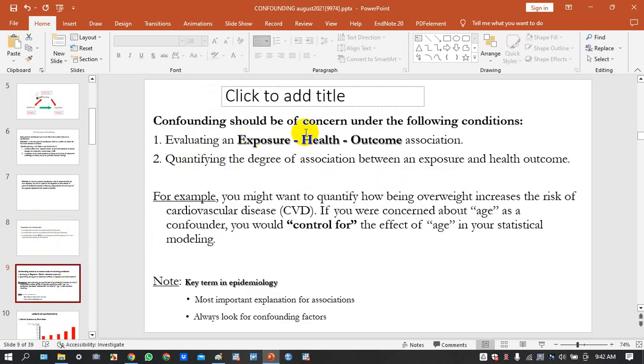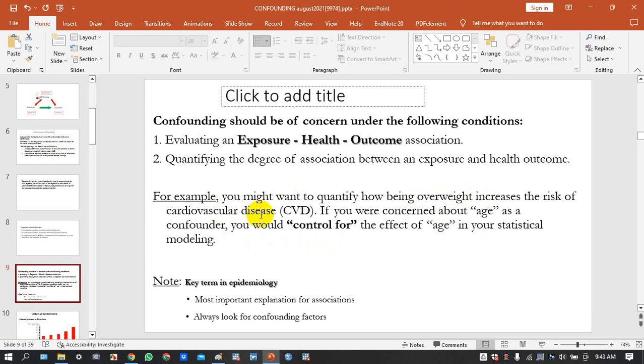Confounding should be of concern under the following conditions: when we are evaluating an exposure-health outcome relationship, and when we are quantifying the degree of association between an exposure and a health outcome. So, for example, you might want to quantify how being overweight increases the risk of cardiovascular disease. If you were concerned about age as a confounder, you would control for the effect of age in your statistical model. So, overweight leading to cardiovascular disease.